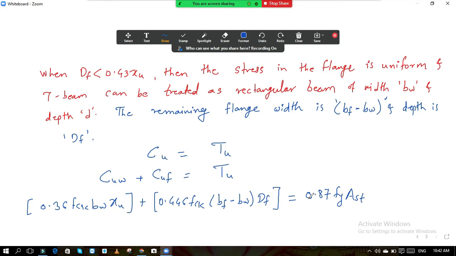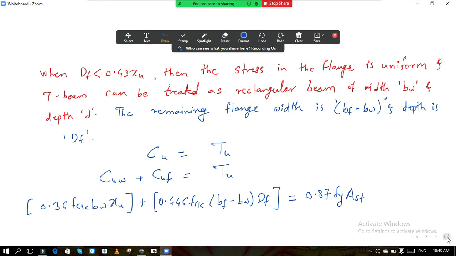I am trying to simplify this more. Please try to understand, and if you have any doubt, you can ask. So now CUW and CUF are the compressive force in web and compressive force in flange. We equate total compressive force to total tensile force to maintain equilibrium. Our basic concept of equilibrium is that the resultant force should be zero. So total compressive force must be equal to total tensile force, and then only the equilibrium will be maintained. That is why CU again gets divided into compressive force in web plus compressive force in flange, and those formulas I have written over here.